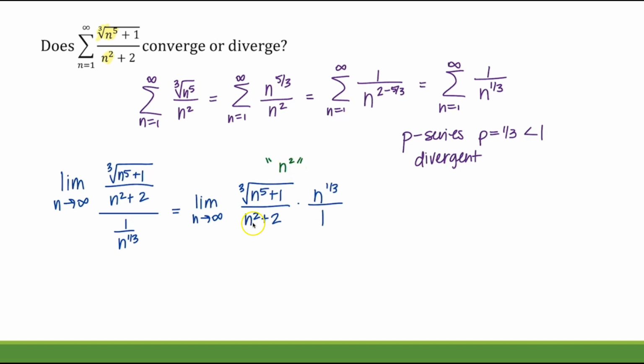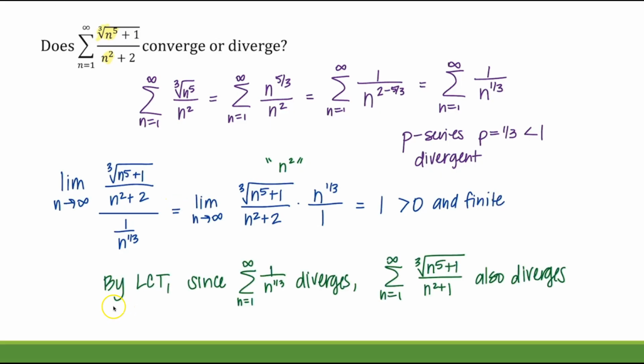And the bottom is dominated by n squared. And so since they're the same degree, their coefficients are just 1. So the answer here is just 1 to this limit at infinity, which is greater than 0 and finite. So we can draw our conclusion. We can say by the limit comparison test, since the sum of n equals 1 to infinity of 1 over n to the 1/3 diverges, our given series also diverges.